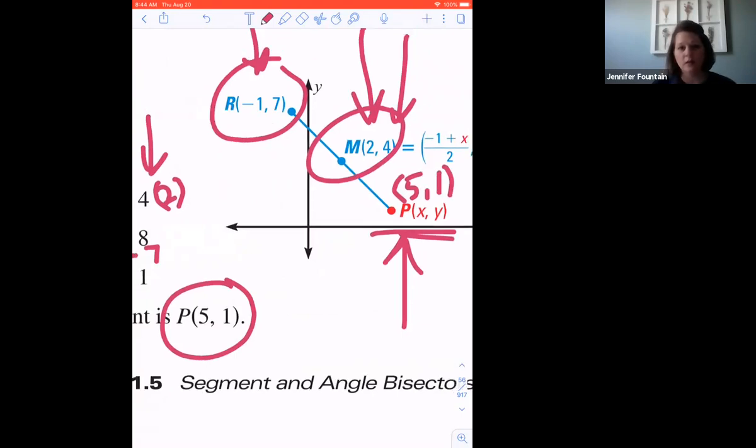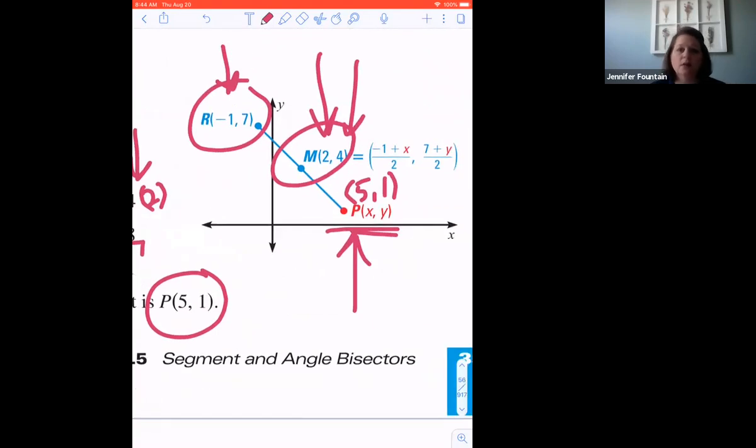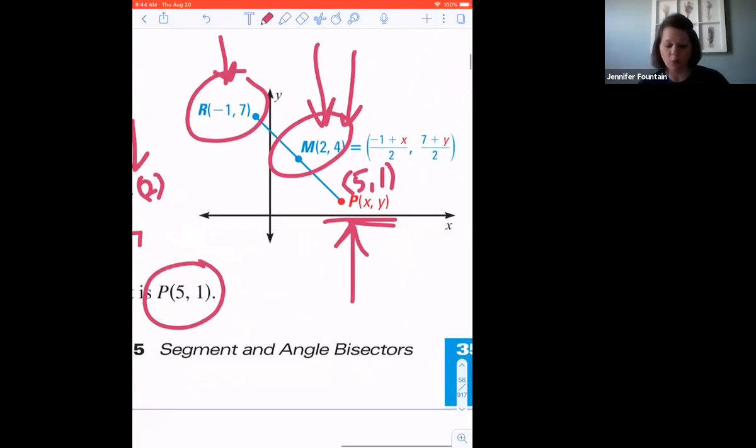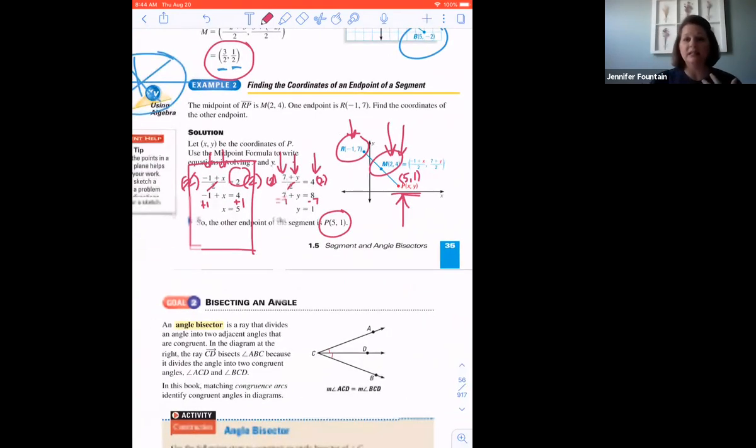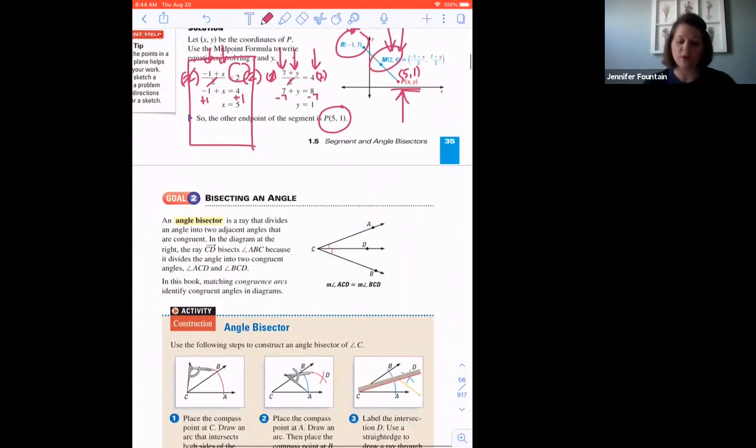Okay? So we've looked at what if I have two endpoints and I need to find the midpoint. And now we just looked at what if I had the midpoint and one endpoint, how can I find the other endpoint? And we're using this same formula, we're just using it in different ways, okay? Any questions about that?